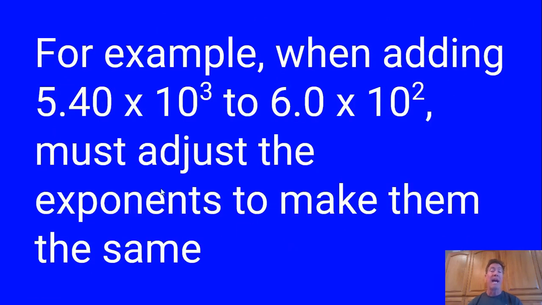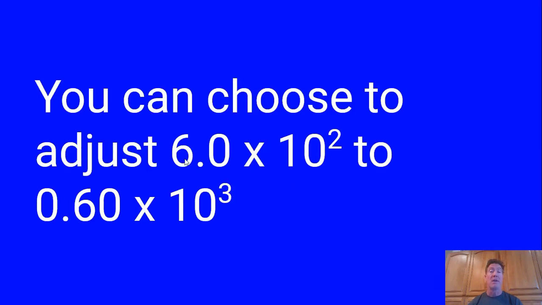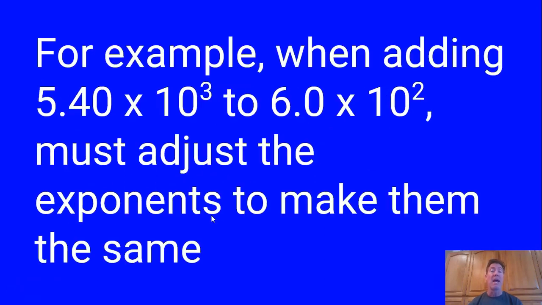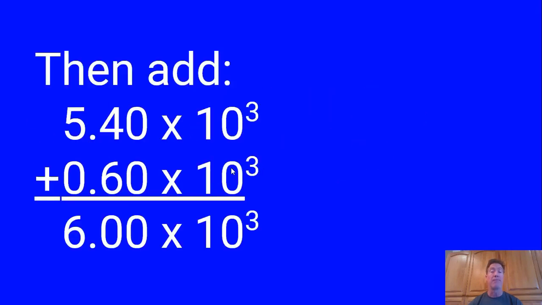So for example, when adding 5.4 times 10 to the 3 to 6.0 times 10 to the 2, we have to adjust the exponents to make them the same. We can choose to adjust the 6 to a 10 to the 3 by just moving this over one more. So it would be 0.6 times 10 to the 3. And now it has the same exponent as this. And so we would add 5.4 plus 0.60, both times 10 to the 3. So we'll add this, and they'll both be times 10 to the 3. So that's what it looks like.